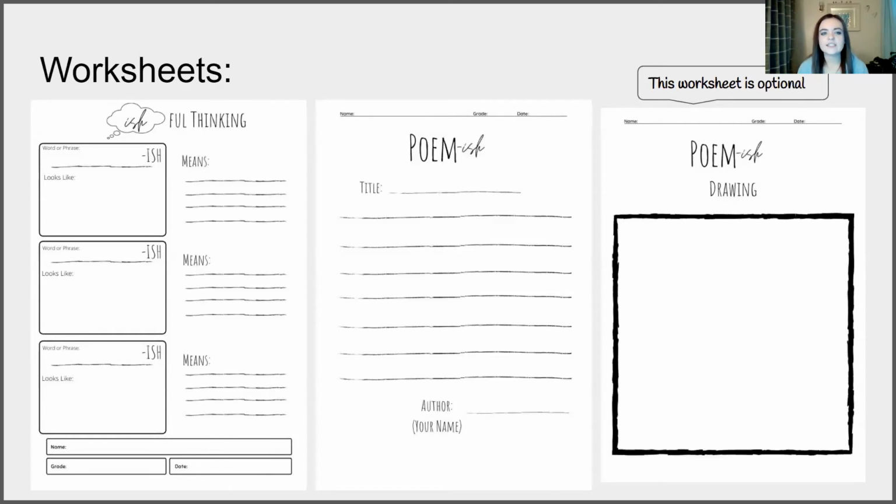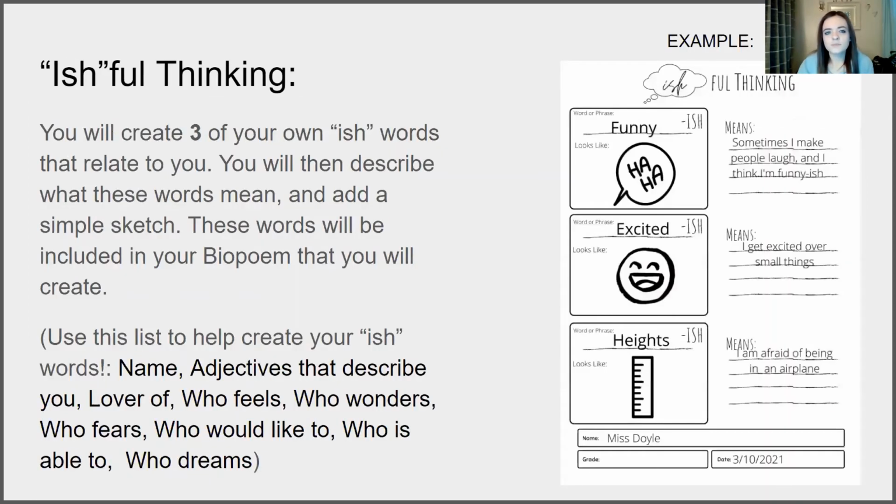So here are the worksheets. You are going to be completing Ishful Thinking and Poem Ish. The third worksheet, the drawing one, is optional if you would like to add a visual aspect to your poem. So Ishful Thinking, you are going to create 3 of your own Ish words that relate to you. You're going to be able to describe what these mean and create a little doodle. So on the right, I have an example.